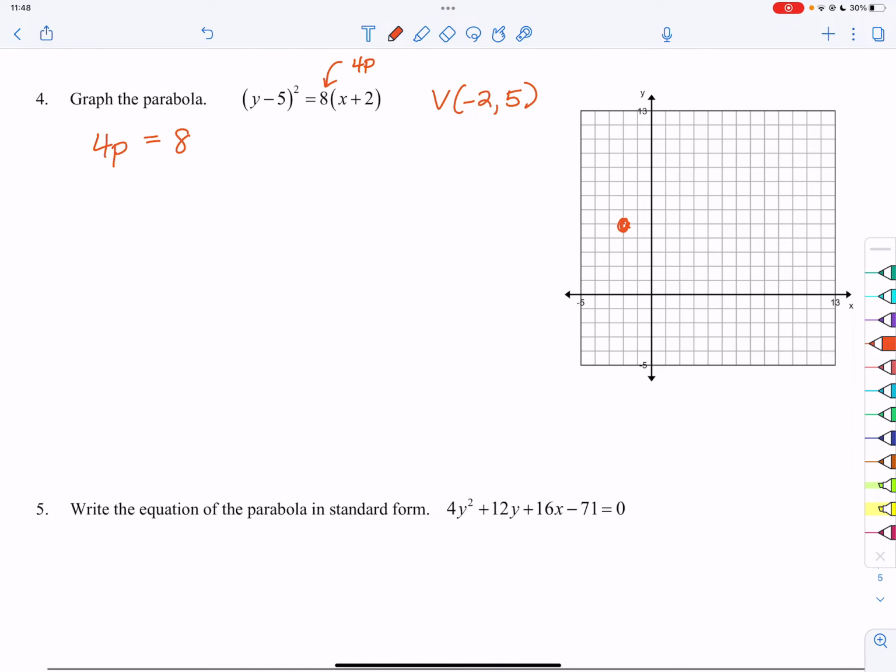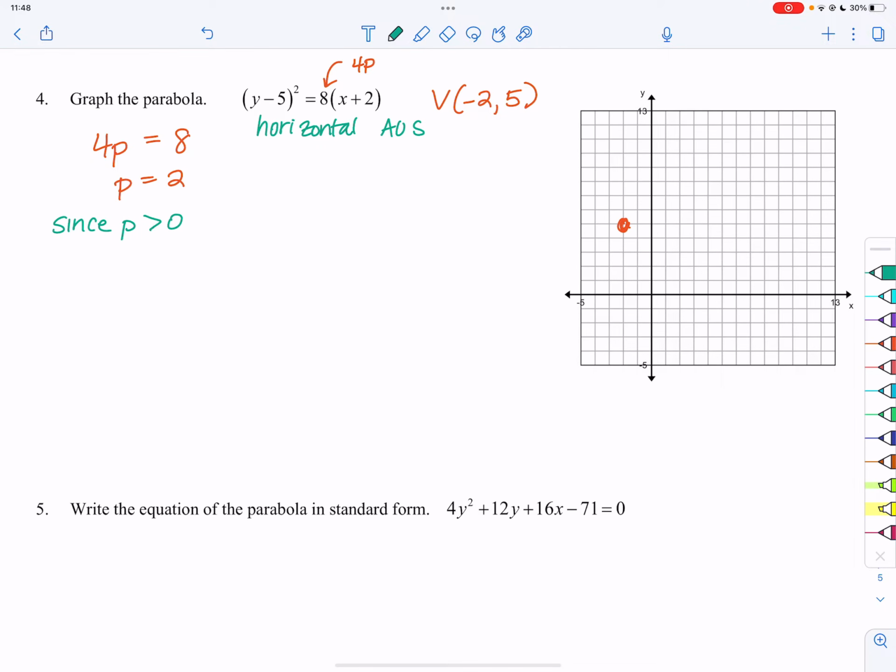Okay, so now we have p is equal to 2. So we know since the y is squared, we know we have a horizontal axis of symmetry. And we can now see, since p is positive, we will open to the right.